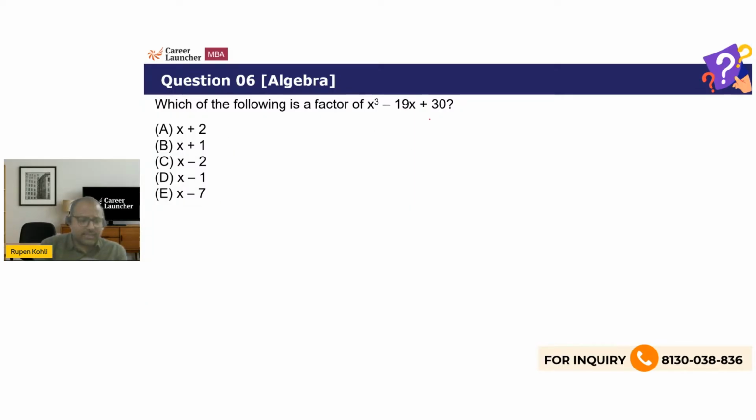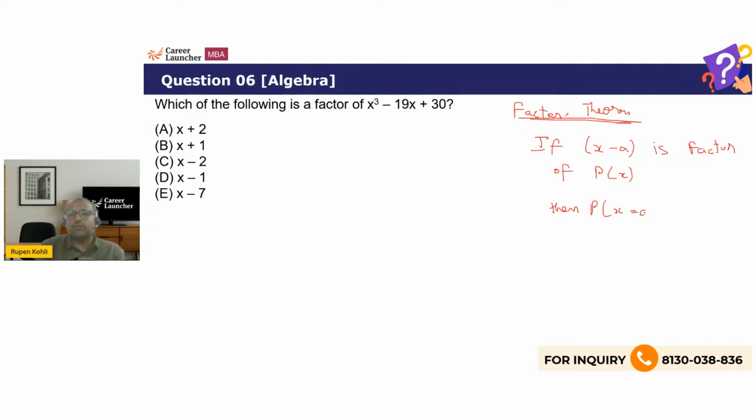This question is testing your basic elementary understanding of the factor theorem. What is the factor theorem? If x minus a is a factor of any polynomial, let's say p of x, then the value of the polynomial at x equal to a is 0. For example, if x plus 2 is a factor, it means x minus of minus 2, so the root is minus 2. Is minus 2 a root here? Is putting minus 2 making it 0?